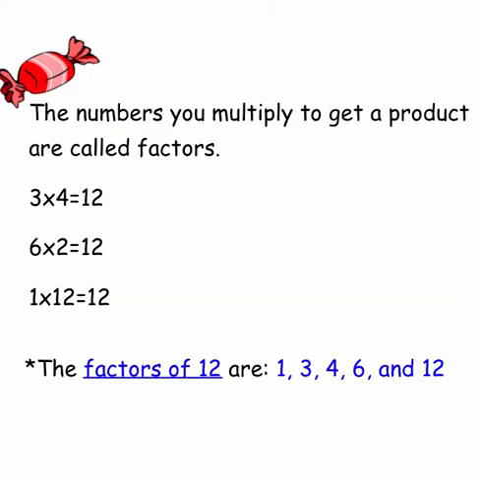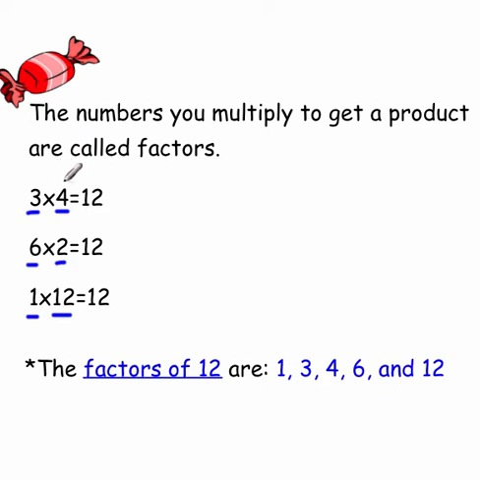In each of the examples that we did, the numbers that you are multiplying to get the product of 12, those numbers were called factors. In this example, we had 3 and 4. There were 3 candies and there were 4 boxes. When we multiplied, we got 12. Then we had 6 candies in 2 boxes, and we multiplied that to get 12. And finally, we had 1 box that had 12 candies, and we multiplied that to get 12.